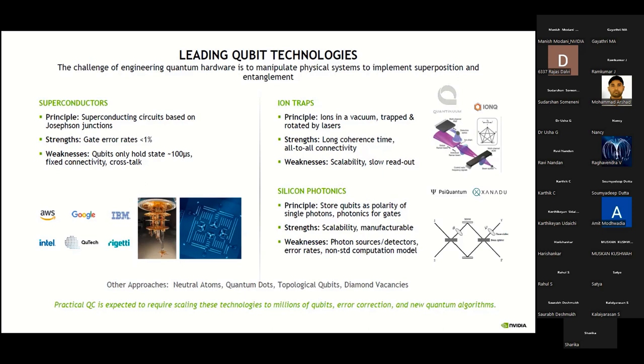The strength there is error rates which are less than 1%. But the weakness is, as a qubit, it holds one state for a very short time, and once the state changes, that changes the result. So that is the major weakness here. But still, this is the most popular and most commonly used.